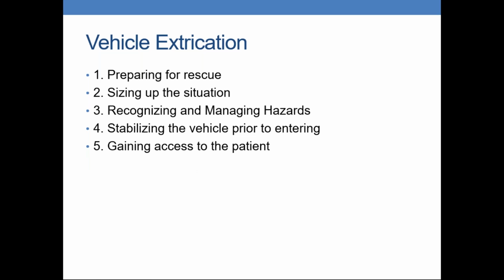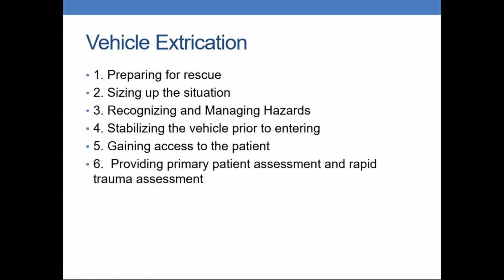Next, gaining access to that patient. This is usually where it falls to the smallest person, depending on whether you can get in with doors or broken windows. But getting access to that patient, maintaining C-spine, and then doing your primary assessment, diving into: is there any major life threat? Are there complications to the airway, breathing, or circulation at all?